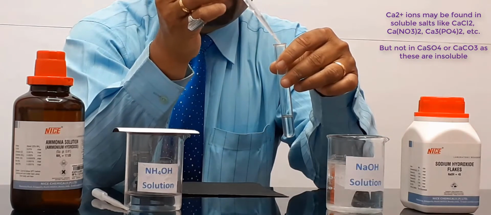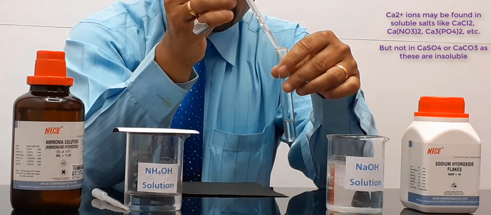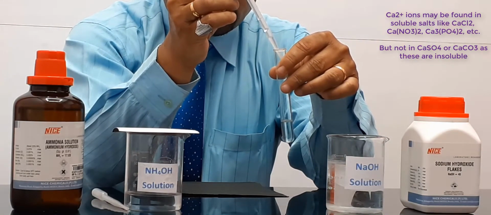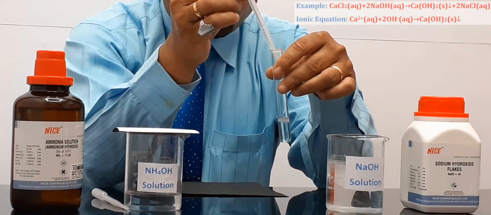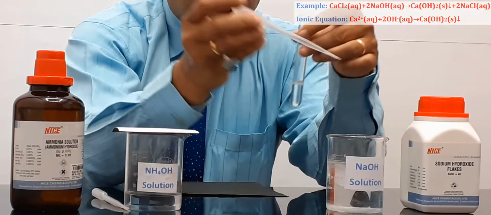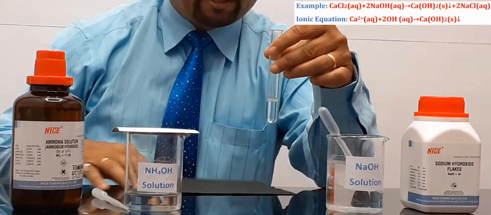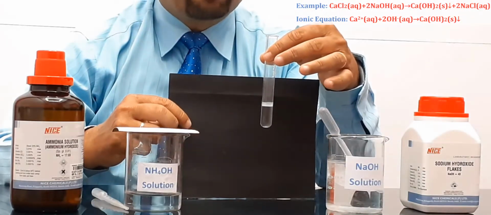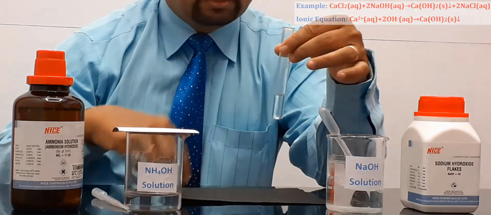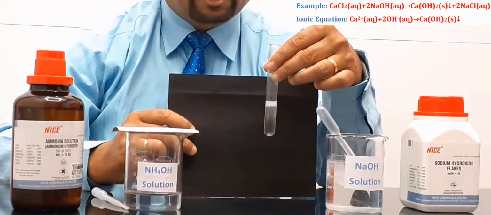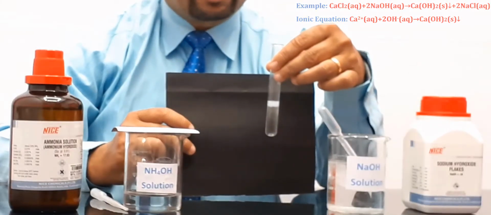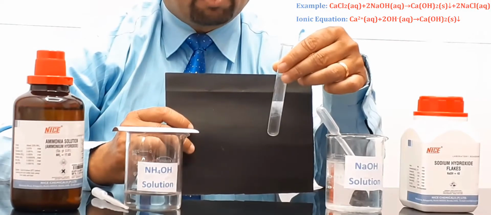observation. Now, when we add a few drops of sodium hydroxide solution, a white precipitate of calcium hydroxide will form. And you can clearly see that there is a white precipitate of calcium hydroxide which is forming. Clear? Let's add a little more. And now you can see the white precipitate of calcium hydroxide. Now, very clearly visible. Okay?